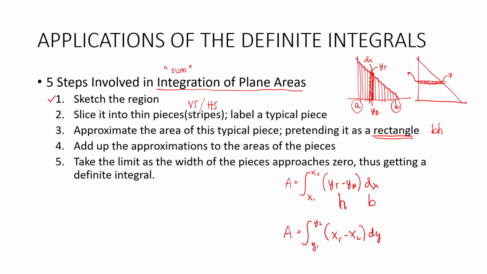Notice that from x left to x right, that's the length. So that could be the base in the horizontal strip case. And then the height is this differential value of y because we don't know the exact width. So that's the differential y and this becomes the height. Also notice that in the horizontal strip, it's the same concept as getting the area of the rectangle.